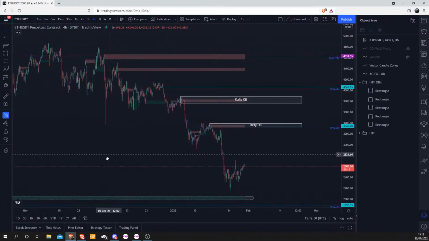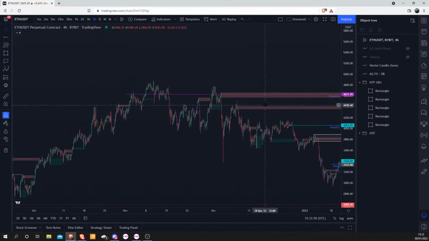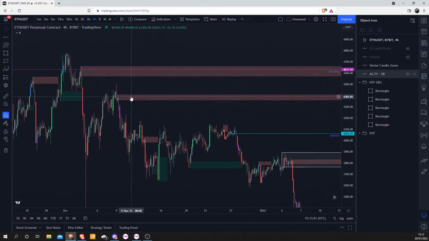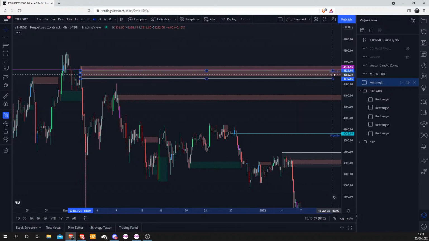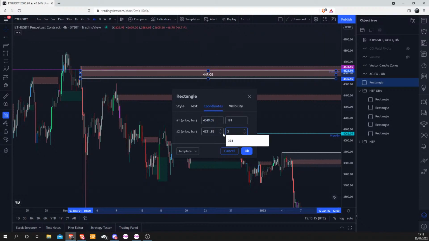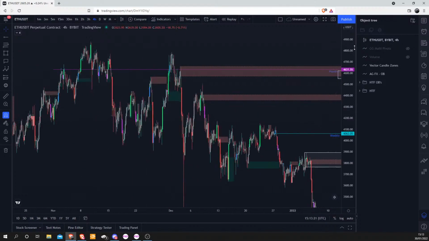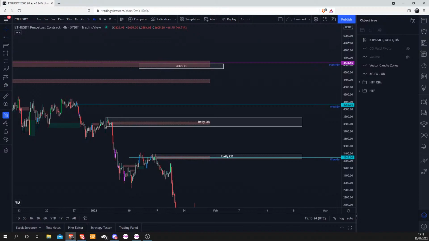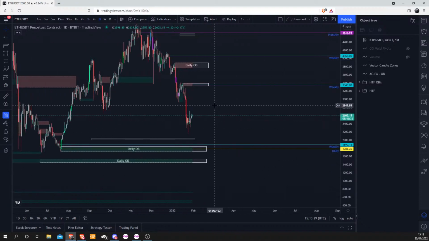Right, now once we've got these, these are the only levels. See, we've got 4 hour order blocks inside the daily, which I like. We've also, I'll mark this last one. I don't like that one so much. This one though, I do like. It's like the final resistance. Okay, they're the levels I'm interested in.